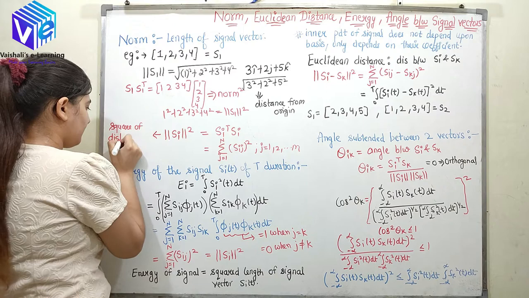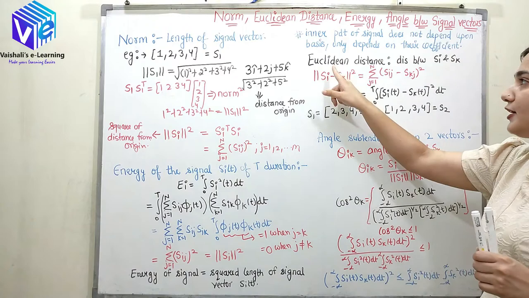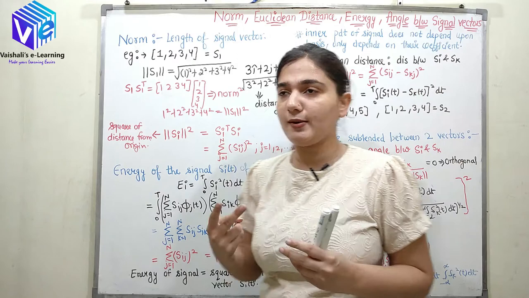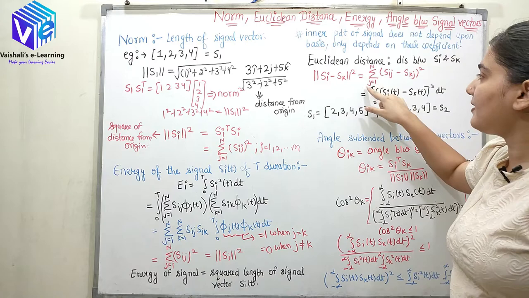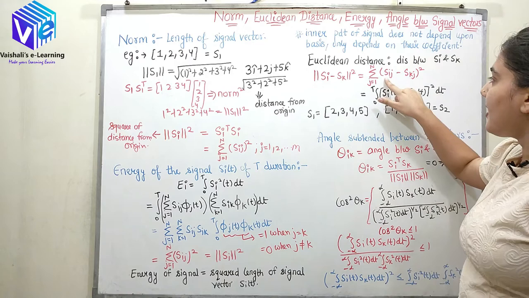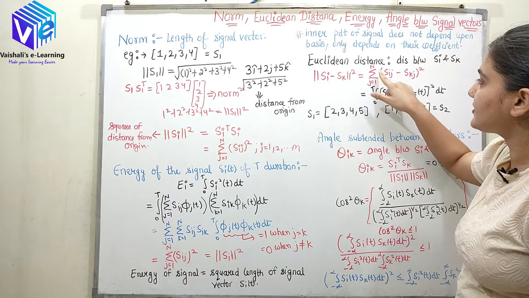Now coming to the Euclidean distance. Here I was finding out the distance from the origin. In the Euclidean distance, I'll be finding out the distance between the two signal vectors. Here I have the first signal si and the second signal vector sk. The norm square will be equal to, I'm taking the j term. j is representing the position, and the projections of the signal vector i and the signal vector k at different positions. Now here I'll be taking the summation. So it will give me the sum of (si minus sk) square.